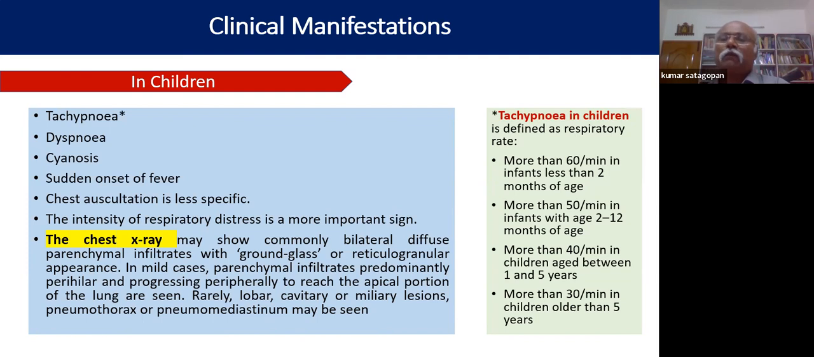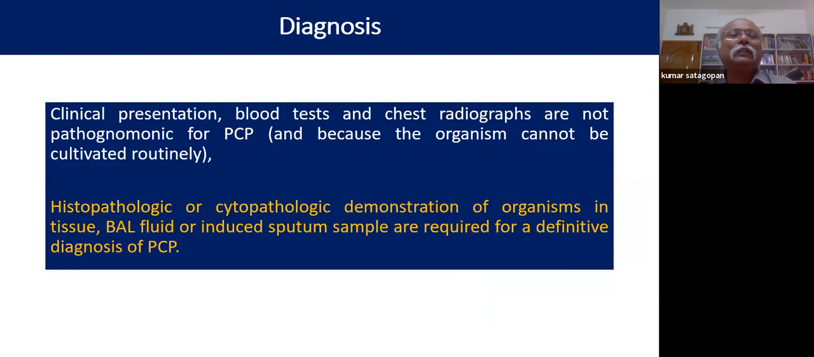So tachypnea in children is defined as a respiratory rate of more than 60 per minute in those less than 2 months, more than 50 when 2 to 12 months, and more than 40 for 1 to 5 years. So for any child 1 to 5 years with a respiratory rate more than 40, we have to admit the child, investigate radiologically, do a clinical examination, and search for any respiratory pathogens. In older children, a respiratory rate of more than 30 is also a red flag sign. Next slide. So this is in children.